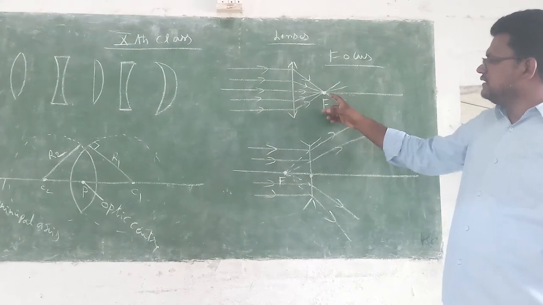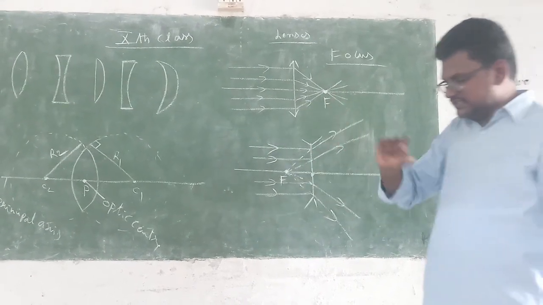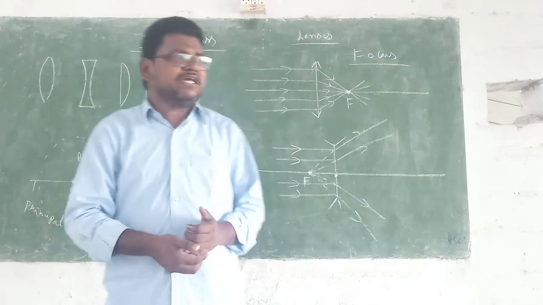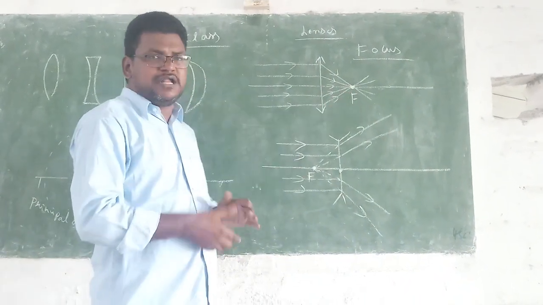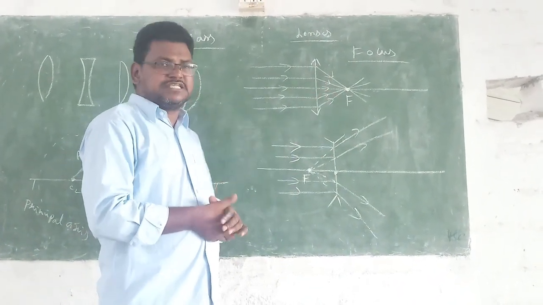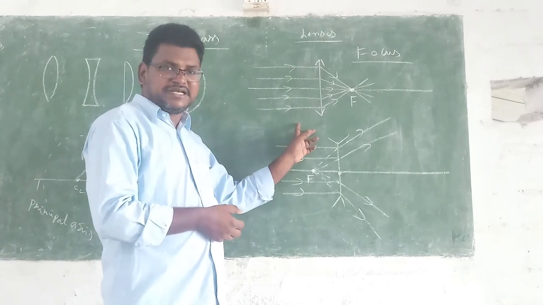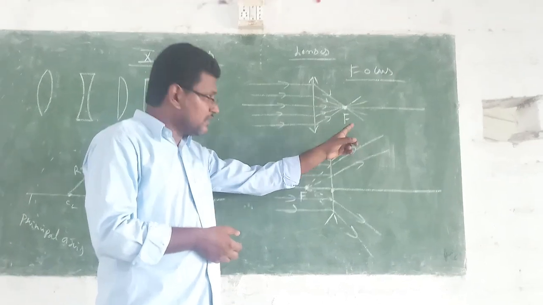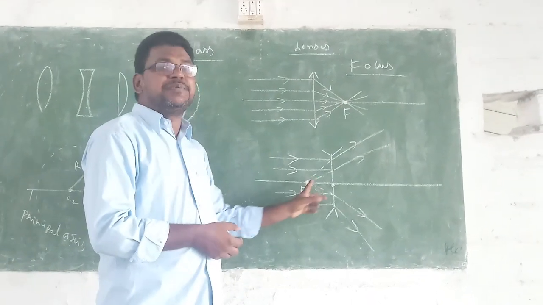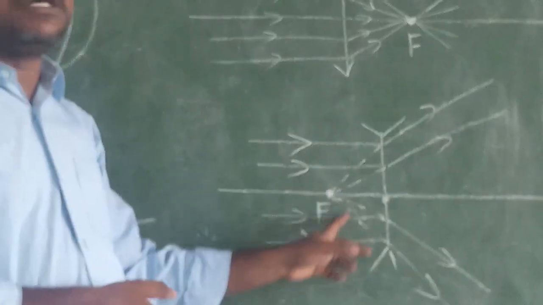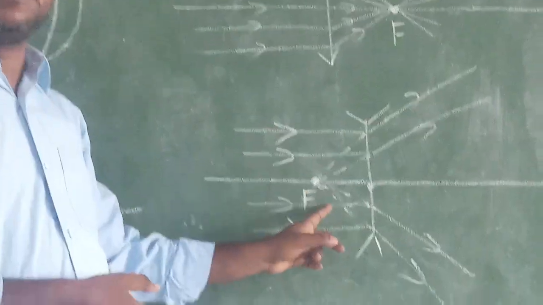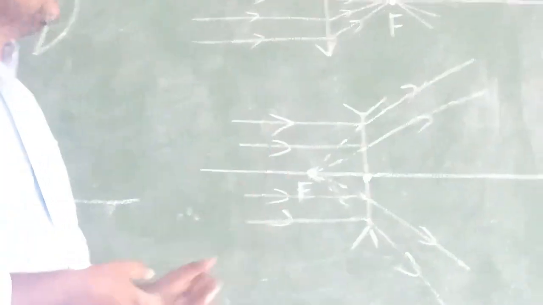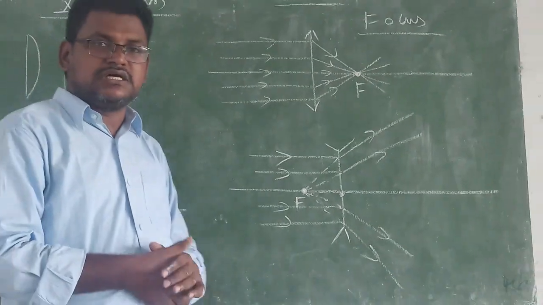Now we can define a focus or a virtual focus in this way. The point on the principal axis at which the refracted light rays of parallel incident light rays converge or appear to diverge is called a focus or a virtual focus. So in this way we can define a focus or a focal point.